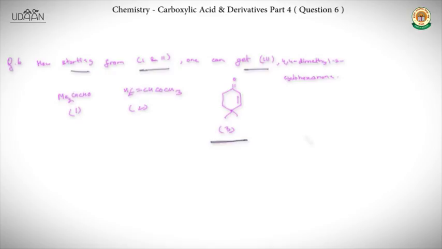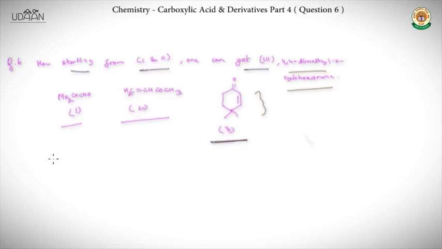Now let us start with the sixth question. In the sixth question, we again start from the first and second materials, and we need to produce the third one. The third one is 4,4-dimethyl 2-cyclohexanone, and you can see how complex this structure is. It's quite astonishing that we can make such complex structures within a few simple steps.